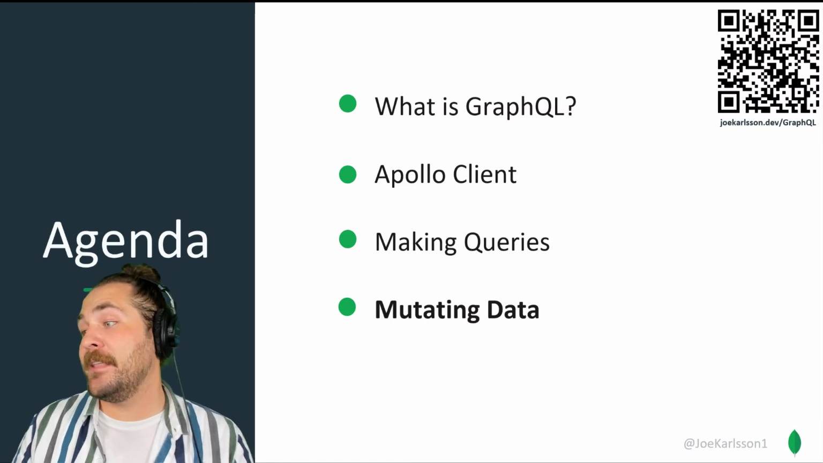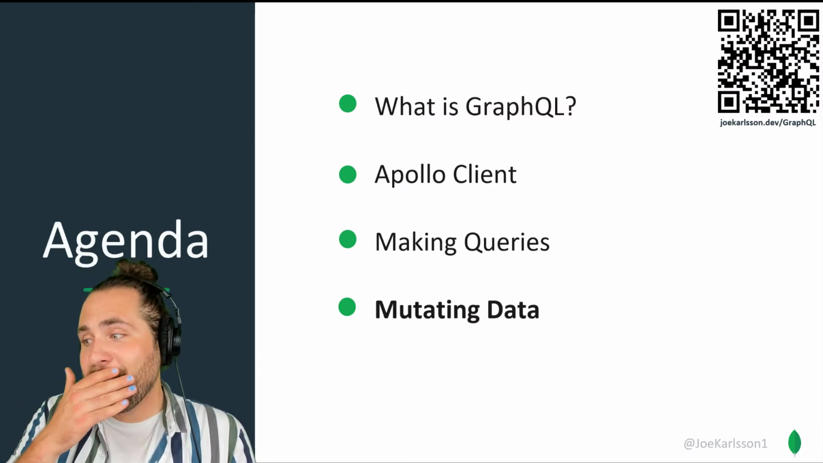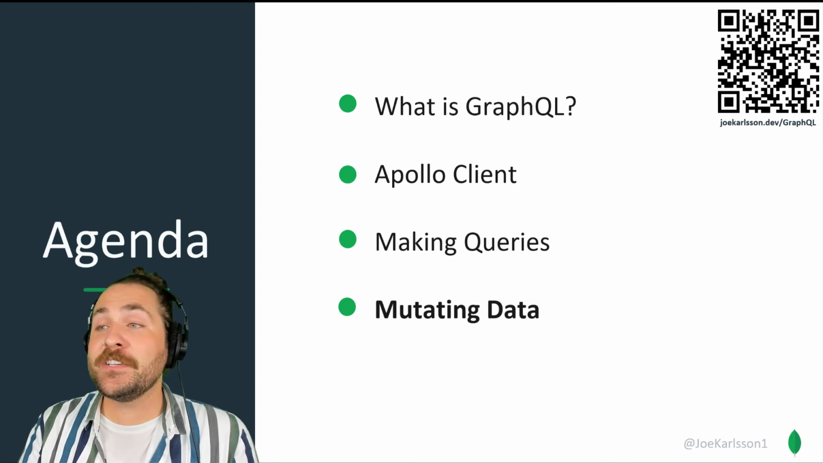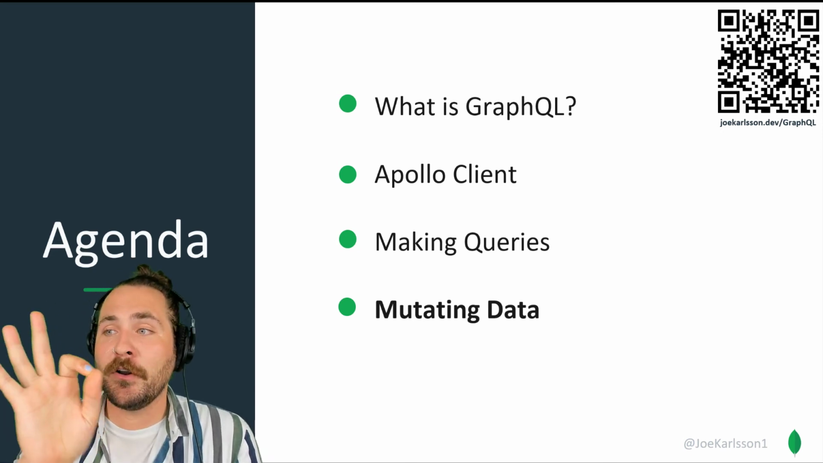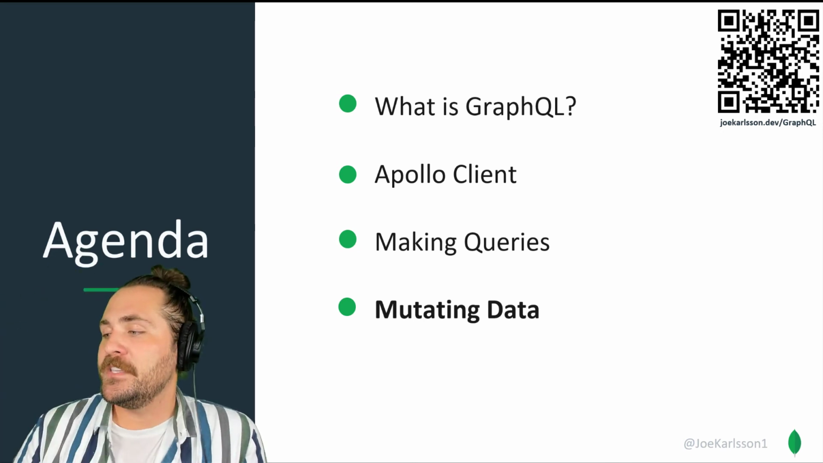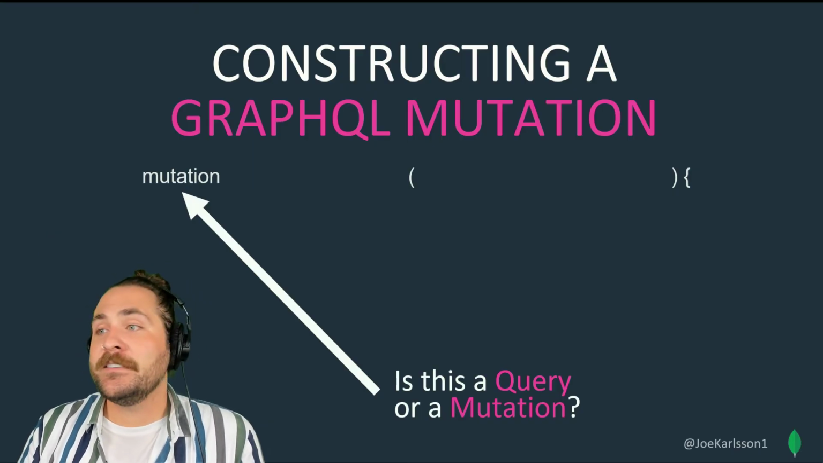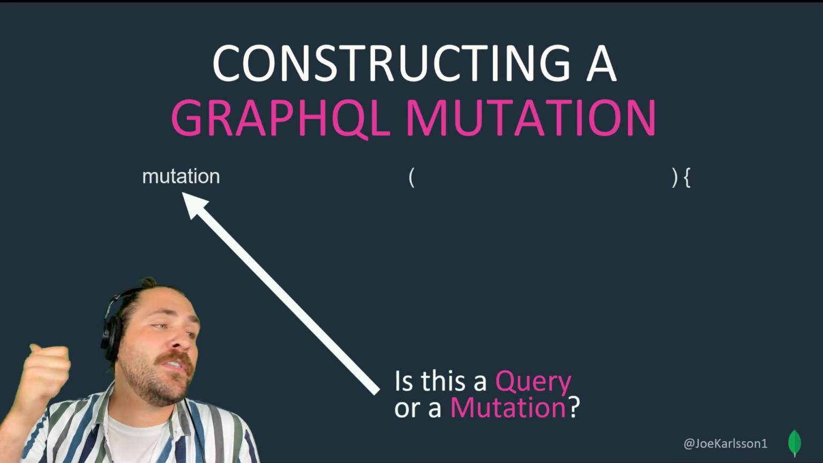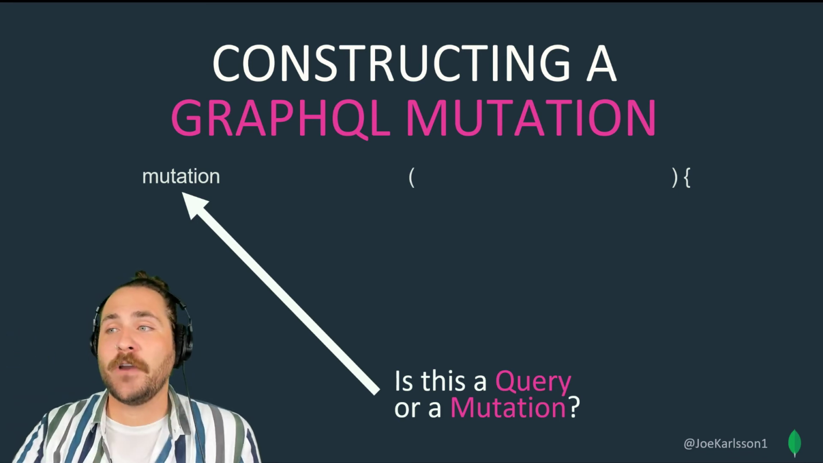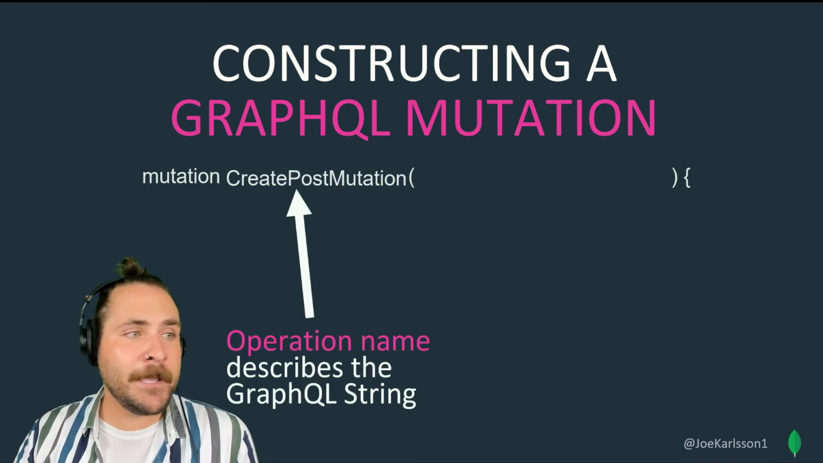All right, last but not least here, mutating data. This is the hard part. Making queries is pretty easy. Mutating data is slightly harder, but I do want to show it here today. So if you wanted to actually construct your own GraphQL mutation, same thing applies here. You want to say whether this is a query or mutation you're making to this GraphQL endpoint. Today we're going to be mutating.